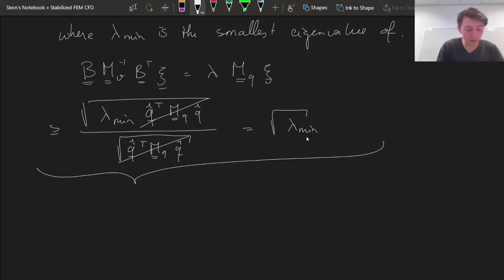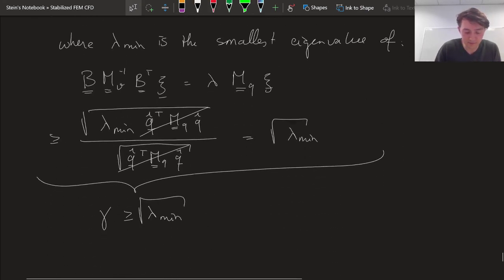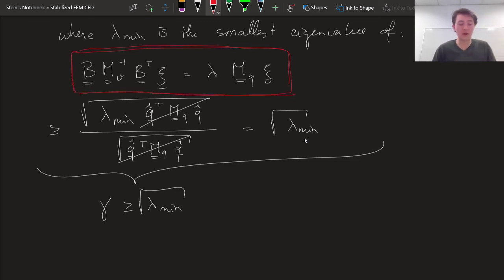So to summarize here, gamma is going to be larger than or equal to lambda min square root of this eigenvalue problem. Okay, so the way that we can compute a discrete lower bound for our Inf-sup constant is by solving that eigenvalue problem.